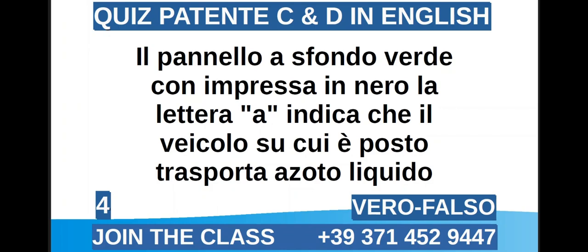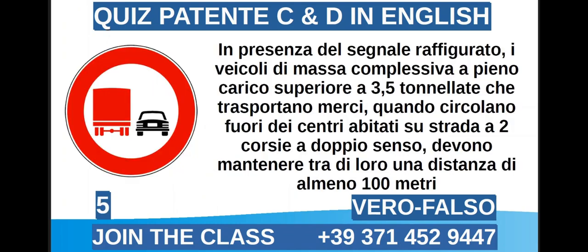Okay, so let's proceed to the question number 5. In presenza del segnale raffigurato, i veicoli di massa complessiva a pieno carico superiore a 3,5 tonnellate che trasportano merci quando circolano fuori dei centri abitati su strada a 2 corsie a doppio senso devono mantenere tra di loro una distanza di almeno 100 metri. And then number 5, the answer is vero.